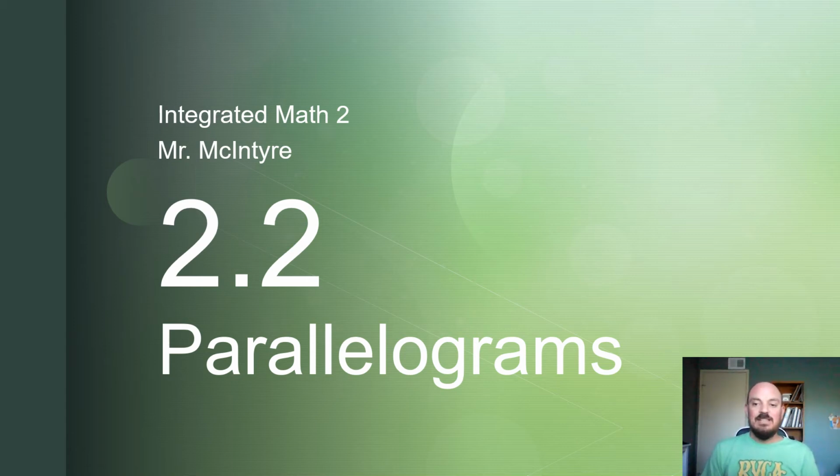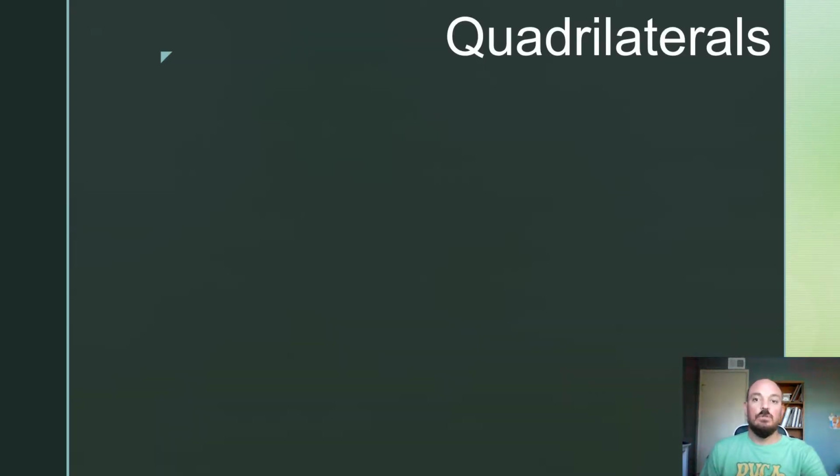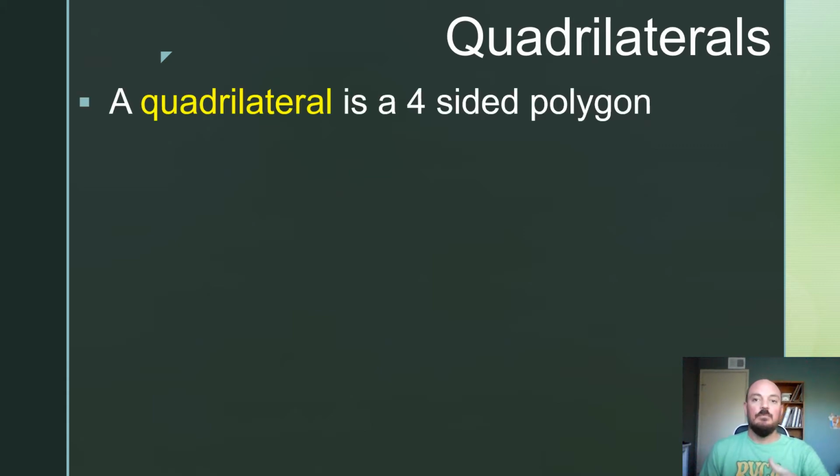All right, so for our second section from Module 2, we're going to talk about parallelograms. Actually, for the next few sections of Module 2, we're going to focus on quadrilaterals, or some different types of four-sided figures. So let's start with that concept. Number one, what I just said, the definition of the word quadrilateral: prefix quad means four. So a quadrilateral is a polygon with four sides.